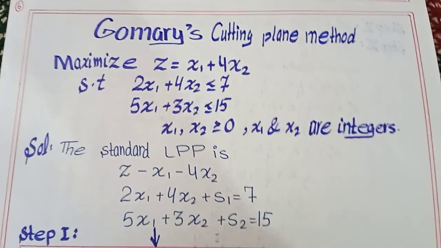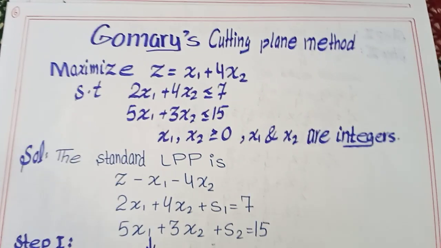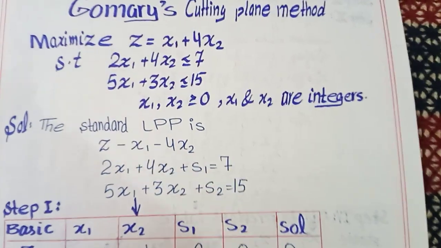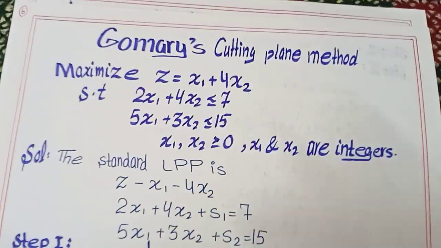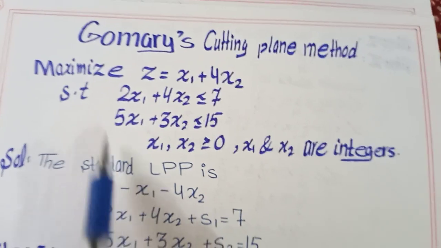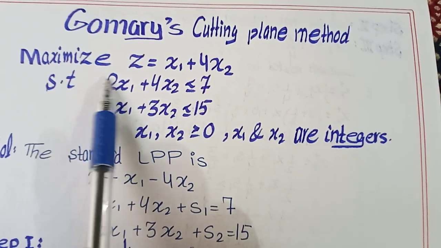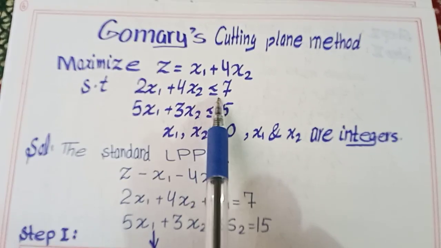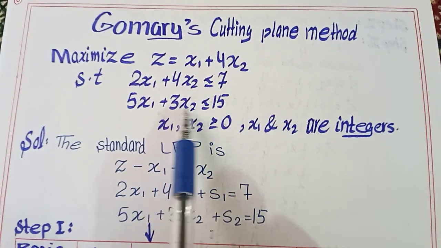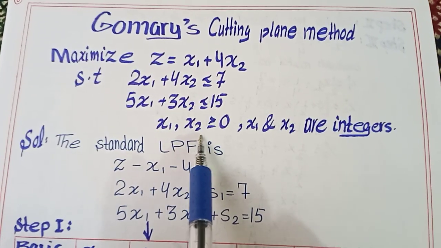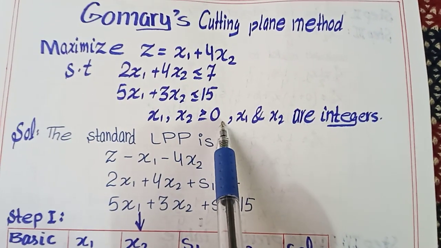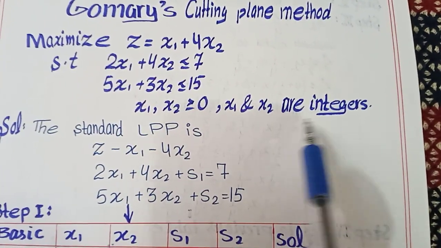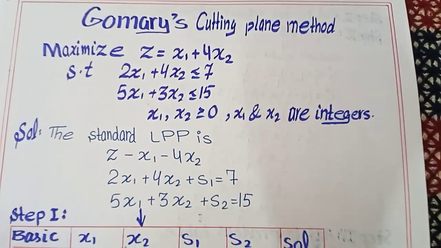Operations research, integer linear programming. The first type is Gomory's cutting plane method. The first question is given, and today we discuss this question. Maximize the objective function z = x1 + 4x2, such that 2x1 + 4x2 ≤ 7, 5x1 + 3x2 ≤ 15, x1, x2 ≥ 0. This is the simplex method. But to add that x1 and x2 are integers, this is Gomory's cutting plane method.